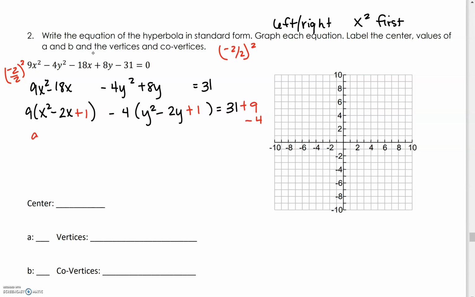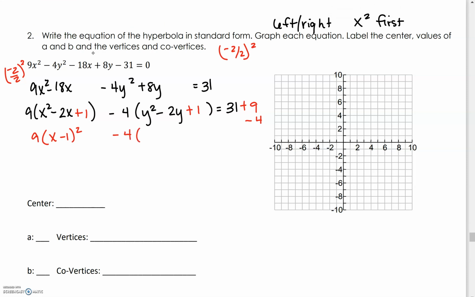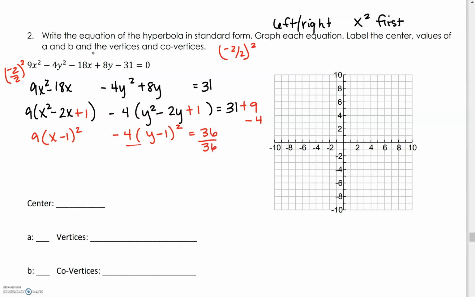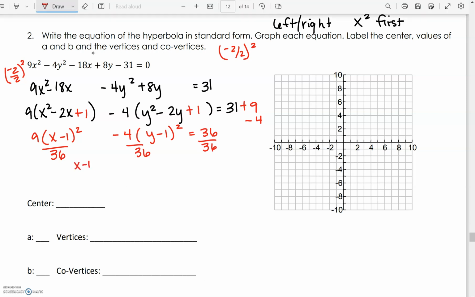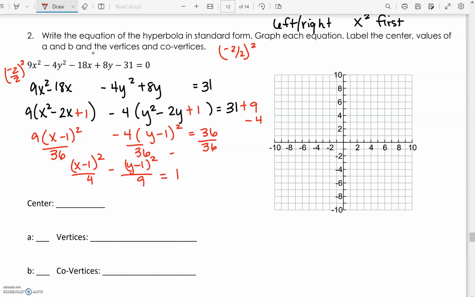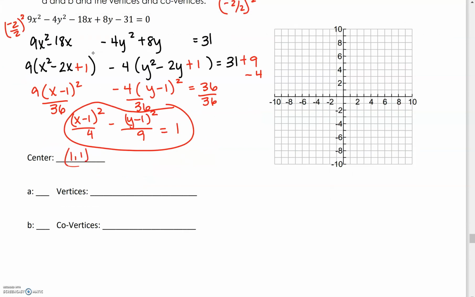So now we can go ahead and have our factoring happen next. And adding over here gives us 36, and we want to divide every single thing by 36. So we're going to kind of reduce 9 over 36, that's 4, so x minus 1 squared over 4. Negative 4 over 36, that's y minus 1 squared over 9, and then it equals 1. Okay, so our center looks like it's at 1, 1.